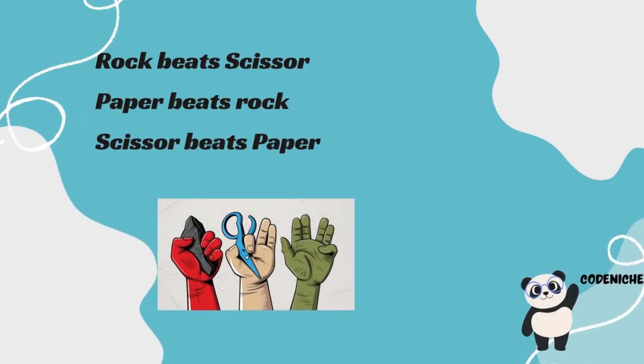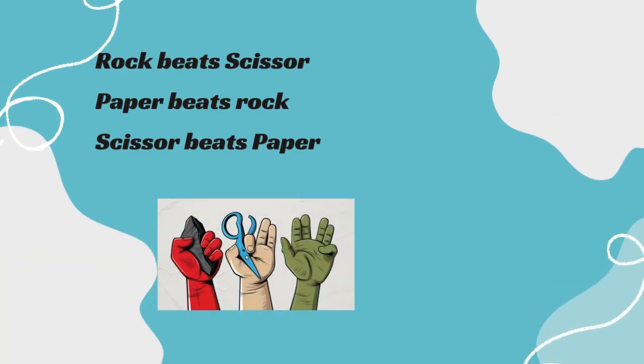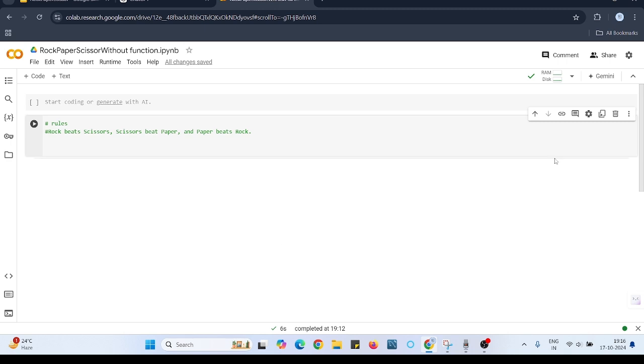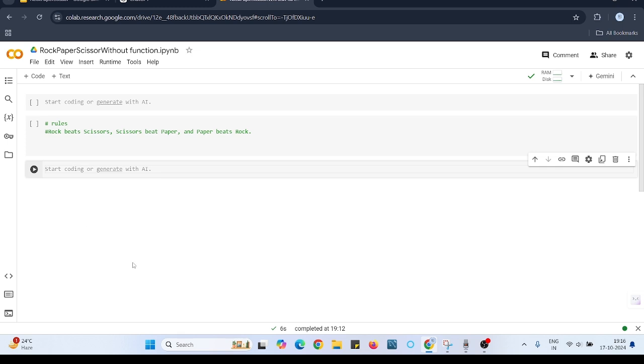So, let's go to the coding part and get started. We will be using Google Colab so that you can easily share that fun game with your friends and play with them. First of all, I just need to add one code cell over here.